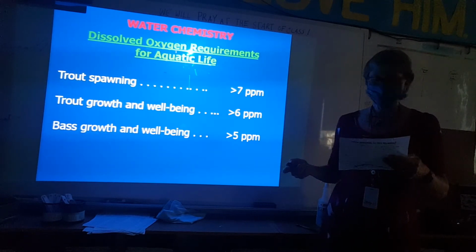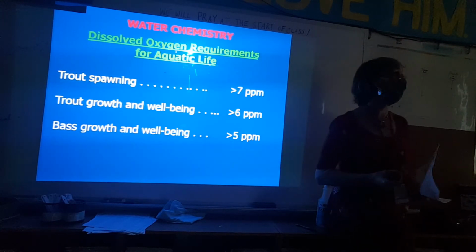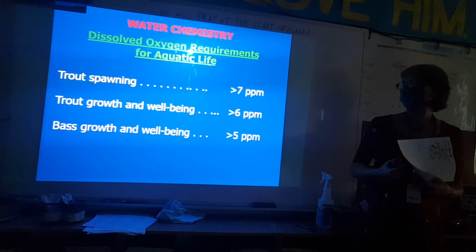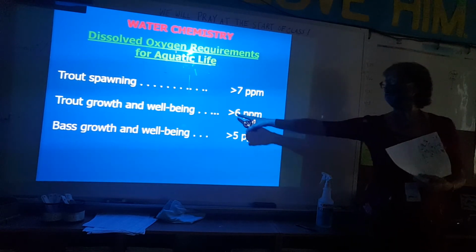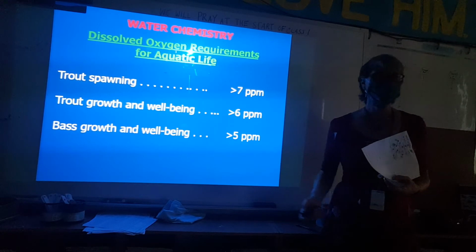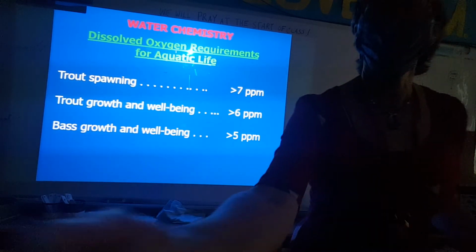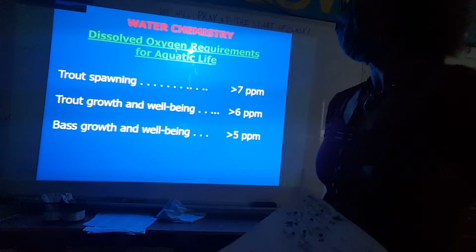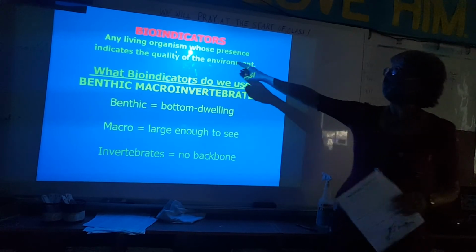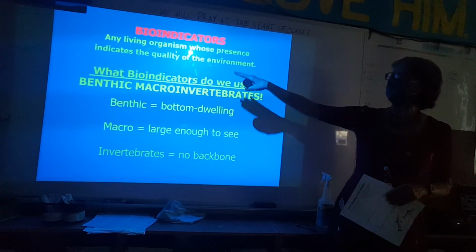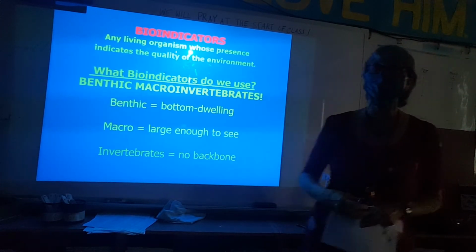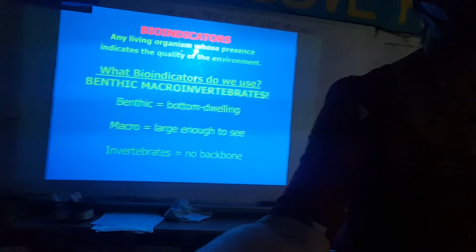And how about for growing? What's the best range for growing for trout? That's greater than 6 parts per million. Greater than 6 ppm. All right, moving on. So what are bioindicators? Any living organism whose presence indicates the quality of the environment. Get that written down, please.